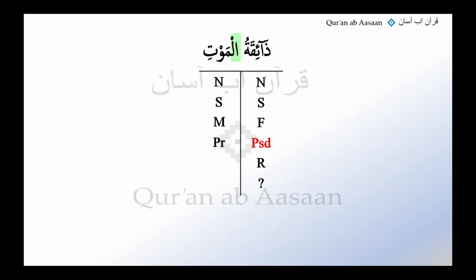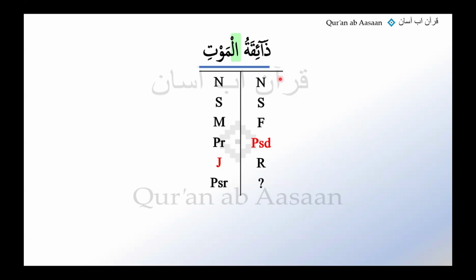Proper and then jar. And looking back, we know that this is the possessor of the possessed noun. Now we are sure that they are possessed and possessor together. They're making a murakkab idafi. So now we can underline it blue. And how do we translate it?